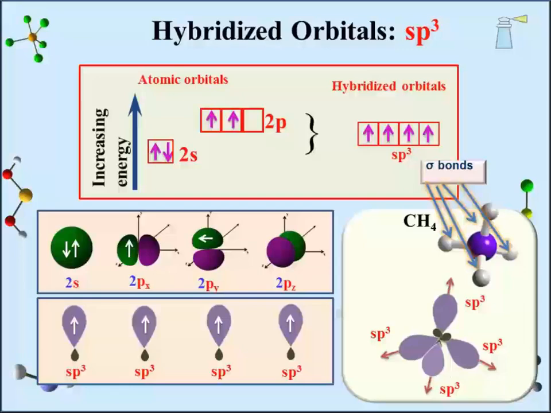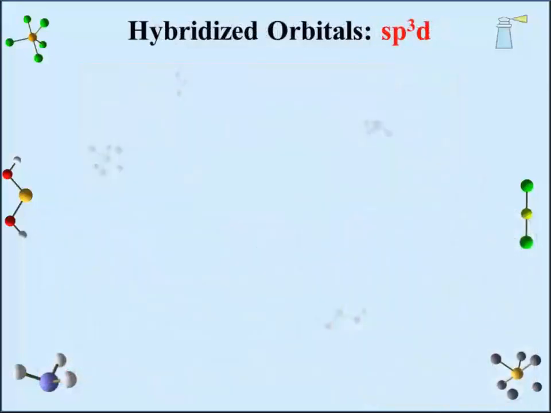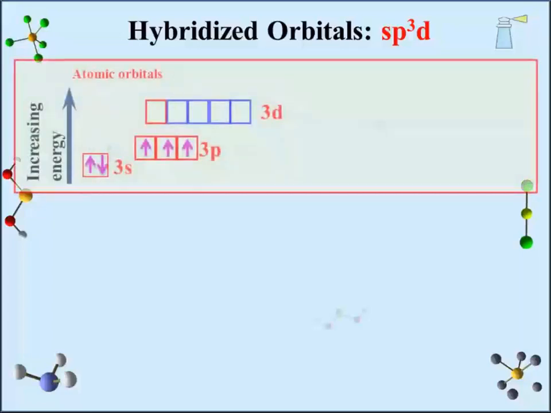sp3 hybridization. The last type of hybridized orbitals we will cover is the sp3d. Many chemistry courses do not cover hybridized orbitals with a d orbital component, so we will only briefly touch on the subject, and with just one type of hybridization. Not surprisingly, we're going to need an atom that has 3 d orbitals. Any atom that has 3 s orbitals has 3 d orbitals, even if they are unoccupied.